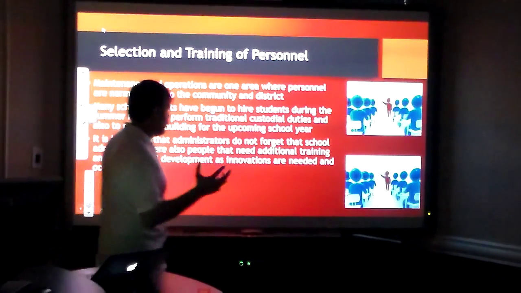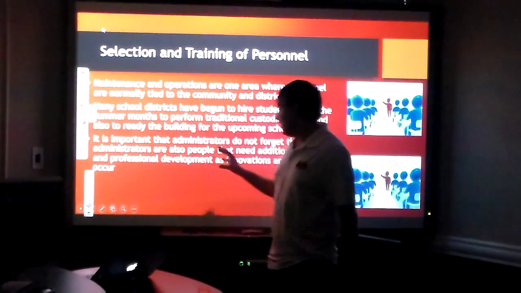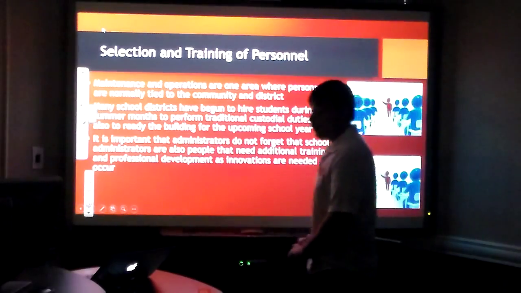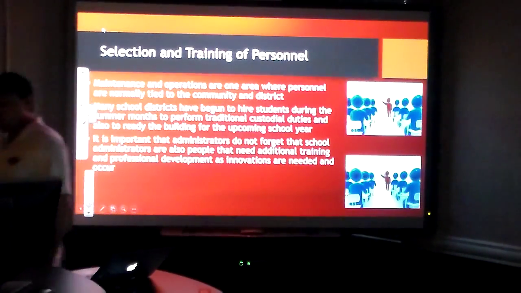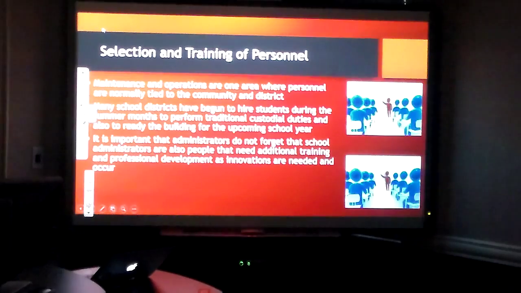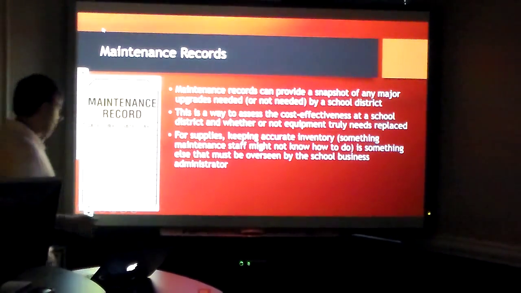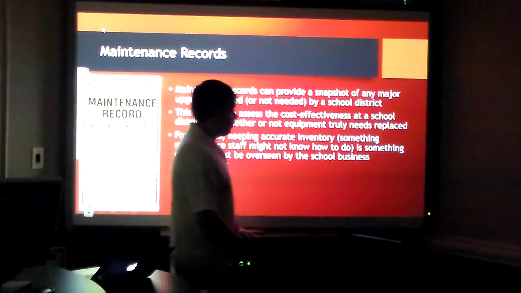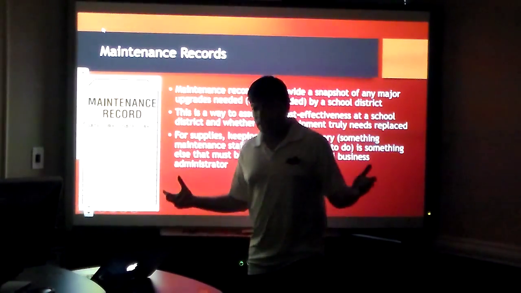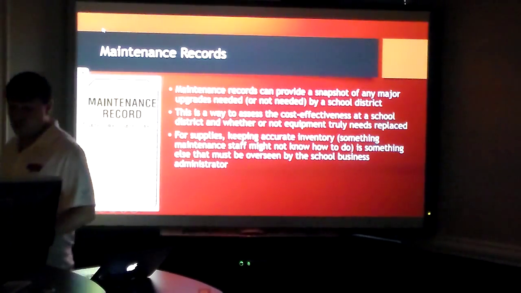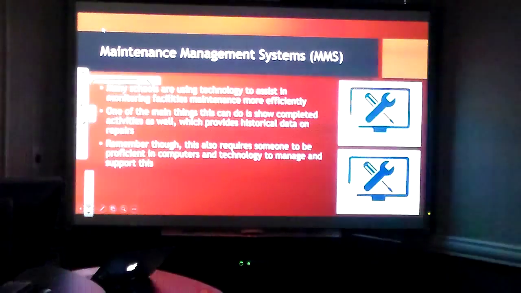Administrators have to remember that these people need additional training and additional professional development. If something changes in the way that the district wants something to operate, you're going to have to change the policies and change the training and development as well. So, easy maintenance records. If somebody just writes down how many times something is fixed and keeps an accurate inventory of supplies, you can go a long way. If you know that something is consistently needing to be fixed, it might be time to replace it. So that's a time when you would explore maintenance records.